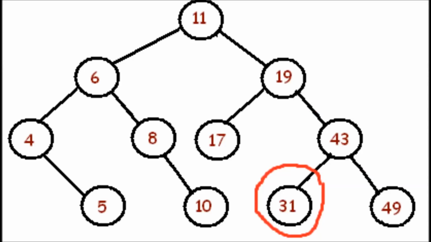Okay, so now let's put in 31. From the top, 31 is greater than 11, so we move to the right. Then we have 19. 31 is greater than 19, so we move to the right again. And now we have 43. And 31 is less than 43, so we put 31 on the left branch of 43. So from there on, I think you can see why each node is placed in their respective locations. So let's move to binary search tree.